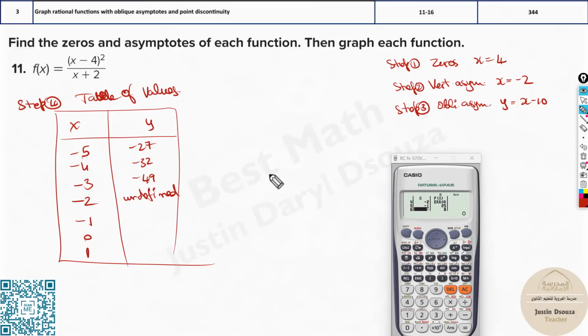Undefined. If you're getting confused, just write error or vertical asymptote or anything. Okay, that's also fine. Now at 1 it is 25, 0 is 8, sorry, it's not 0, 8 and 3. So this is 8 and lastly we have 3. So these are the values.